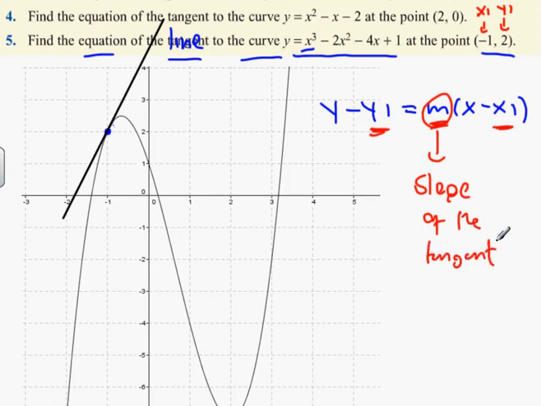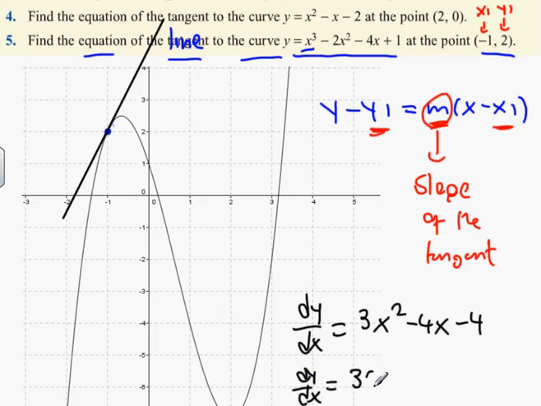Now, what did we say earlier in the last question? How did you get the slope of a tangent? Differentiate once. Differentiate once, what do you get? 3x squared. After that? Minus 4x. After that? Minus 4. What is our x value? Our x value is -1. So when we replace x with -1, we should be able to find out what the slope is.